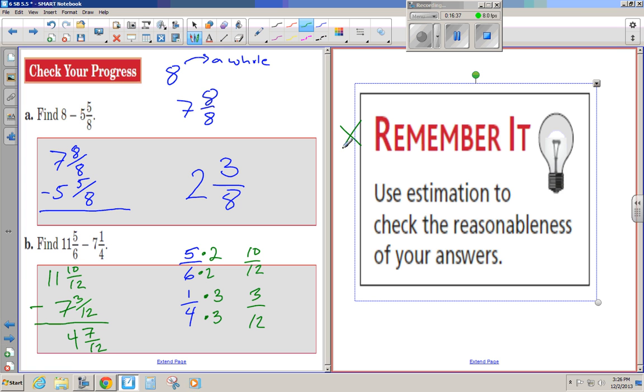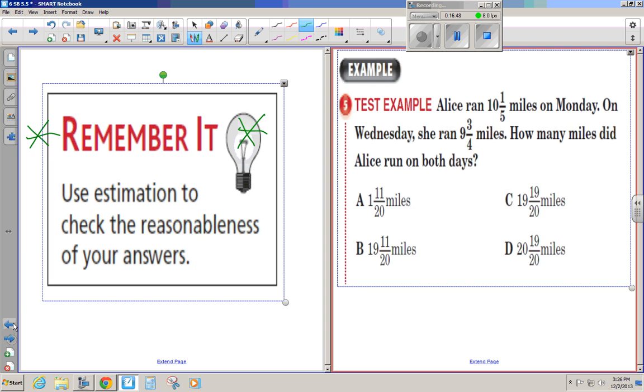So this is a big deal. Please remember that checking for reasonableness, estimating your answer, is a way to check for reasonableness. If you don't check, you might get it wrong without knowing. So let's think about this. Let's find a reasonable answer. This is approximately 10. This is approximately 10. And so altogether, you could say that they ran about 20 miles.